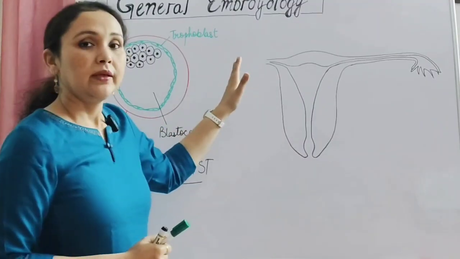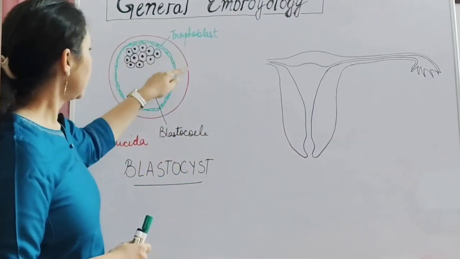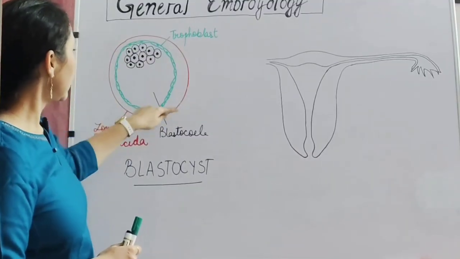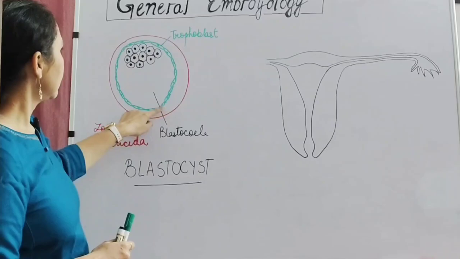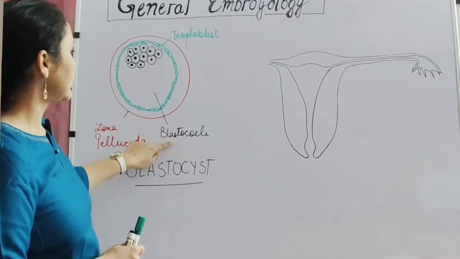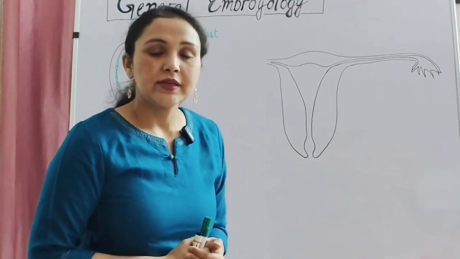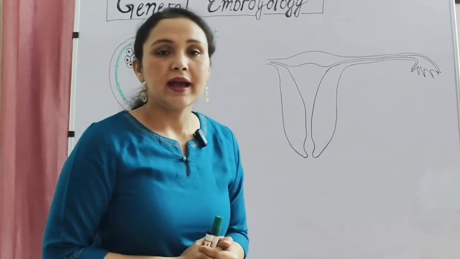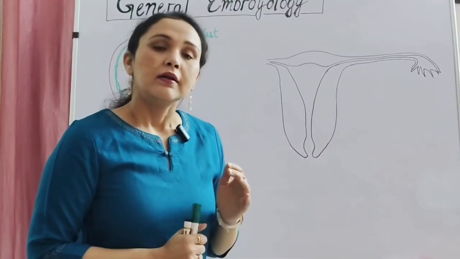Now, we did till the formation of blastocyst. So as we know that there is a zona pellucida around the blastocyst, then the outermost layer is a trophoblast, then there is an inner cell mass or the embryoblast, and there is a cavity that is known as blastocele. Now, this blastocyst reaches the uterine cavity by the 7th to 8th day after fertilization.